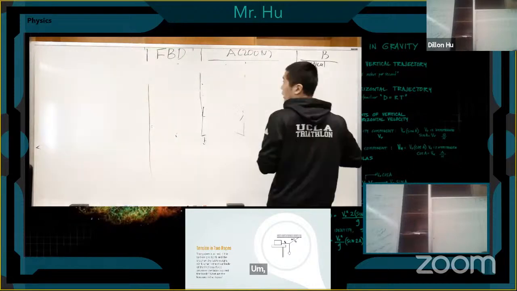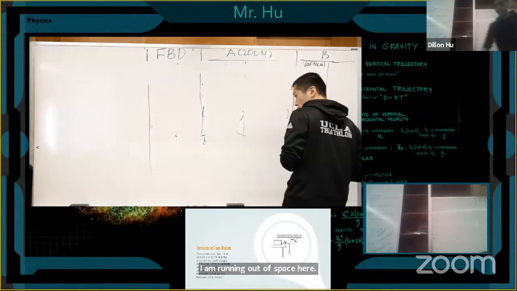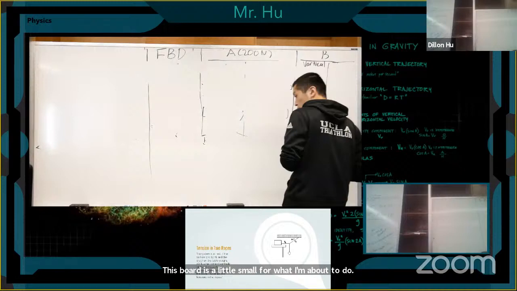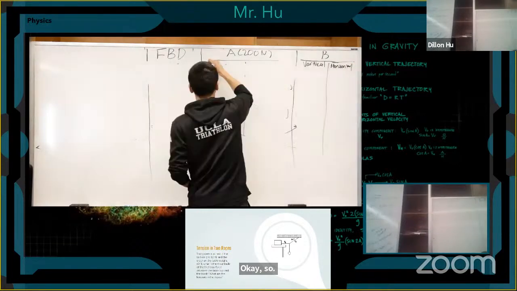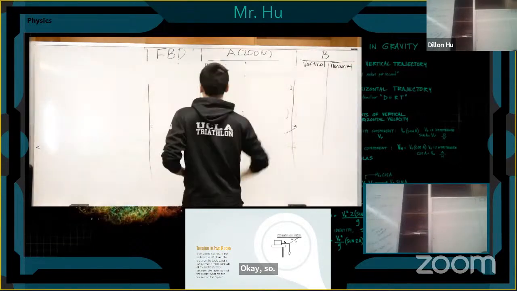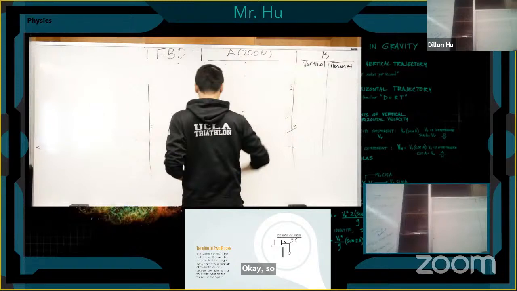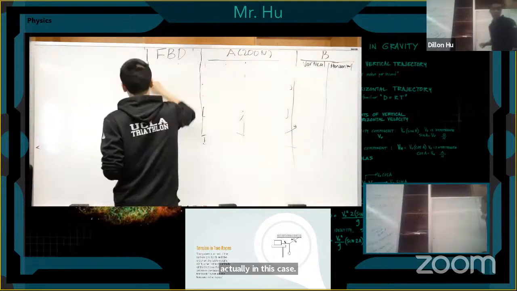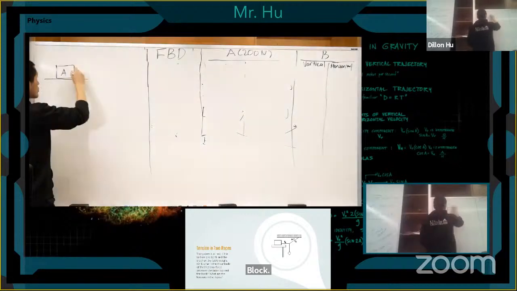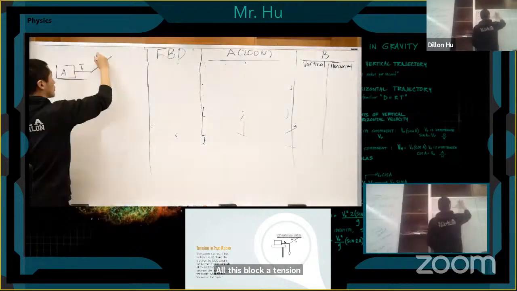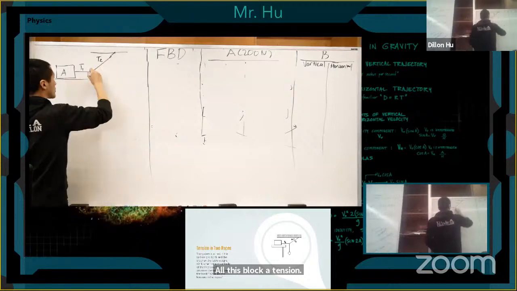I am running out of space here. This board is a little small for what I'm about to do. Okay, so let me just quickly draw out the problem here. Block. Let's call this block A. Tension. Cable. I don't know, roof or something. Ball.